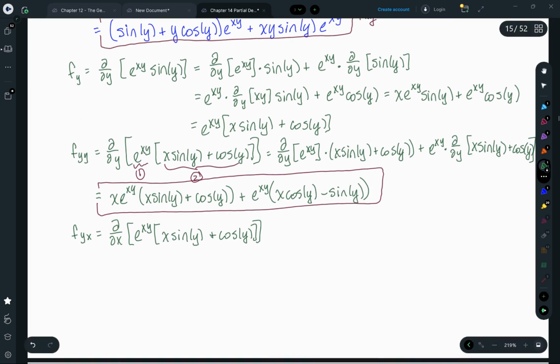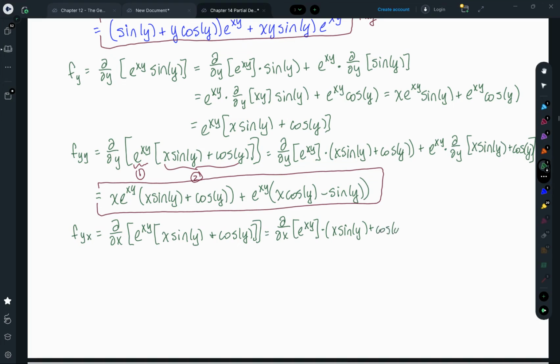All right, again, we have a product rule. The first function is e to the xy. The second one is x sine of y plus cosine of y. So when I go ahead and deal with this, I'm taking del x of e to the xy times x sine of y plus cosine of y, plus e to the xy times del x of x sine of y plus cosine of y.